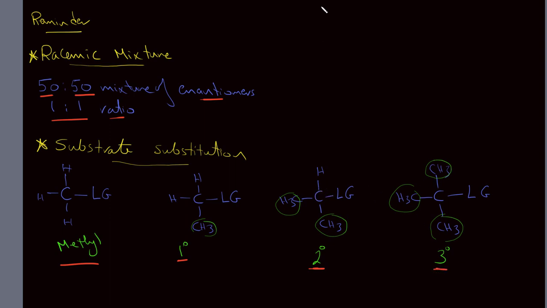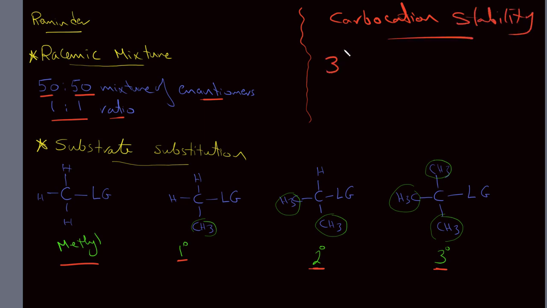Remember something very important you have to be aware of: the carbocation stability. Tertiary carbocations are much more stable than secondary, which are way more stable than primary carbocations. This is because of hyperconjugation.